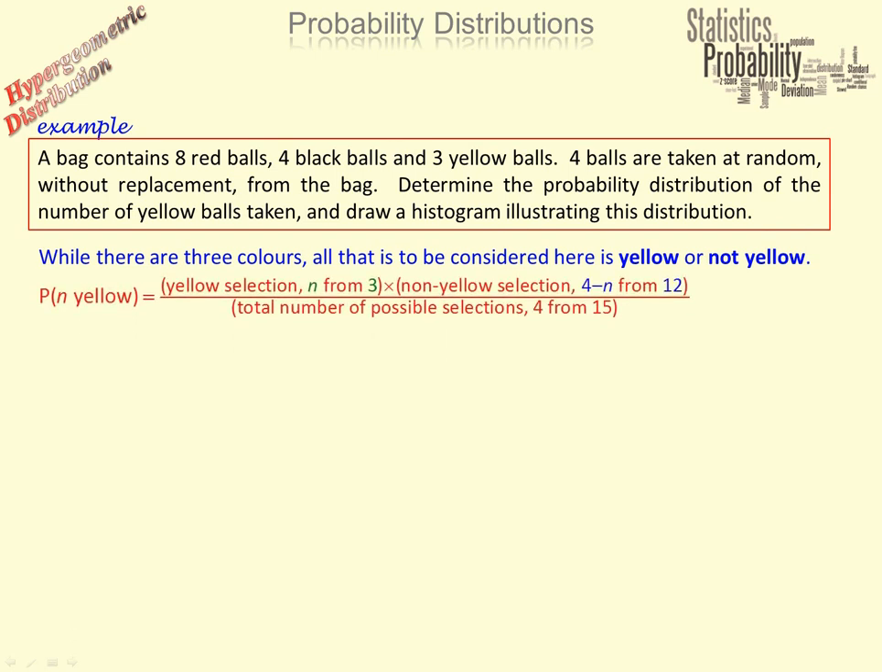Number of ways to choose yellow. Well, it's going to be the number of ways of selecting yellow. Notice selection, not arrangement, n from 3. Number of ways of selecting the non-yellow, 4 minus n from 12. There are 4 balls we're choosing, so if we choose n yellow, we've got 4 minus n of the others, and there are 3 yellow and there are 12 other balls. Total number of selections, 4 from 15.